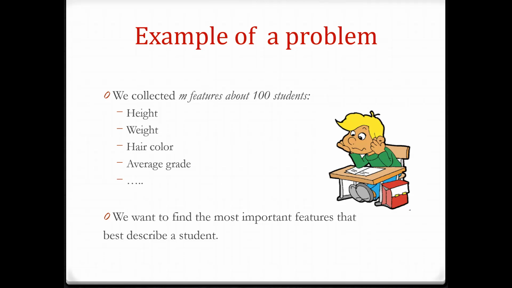Now we need to know one feature which will describe all the students. So we need to find the most important features that best describe a student. With that single variable or feature, we can describe every student and differentiate between the students. That is an example of a problem where, if we have any data set, we need to select the best feature for our problem solving.